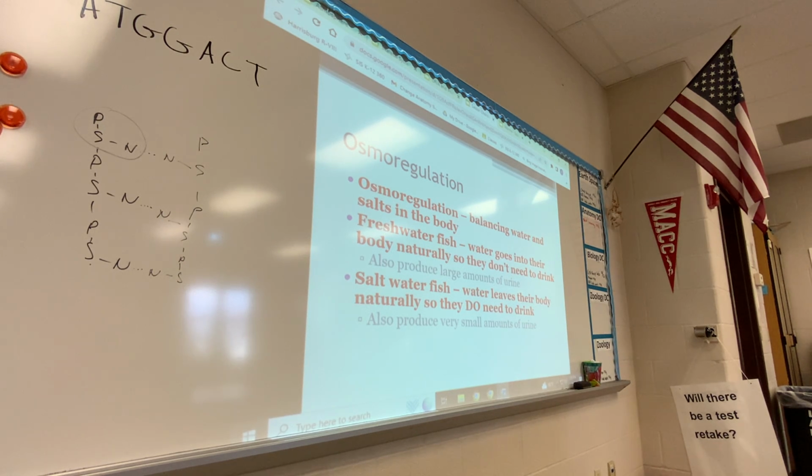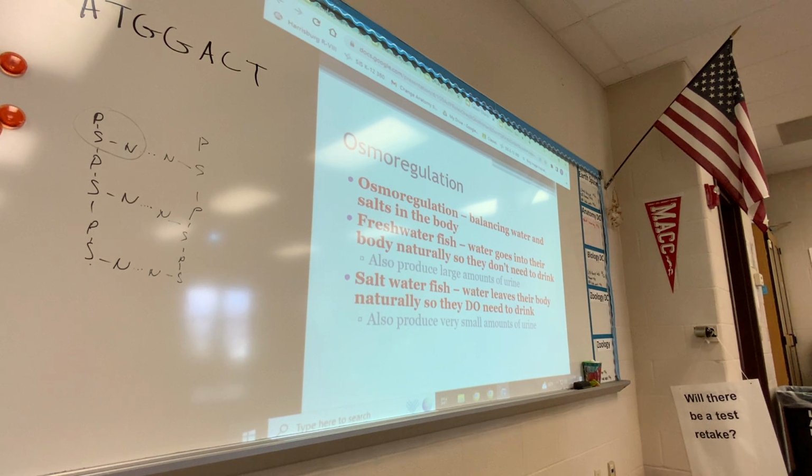Whereas a freshwater fish is more salty than its surroundings, and so they have a constant influx of water. Water is just naturally going into their salty body, and so they constantly have water flowing into them all the time.